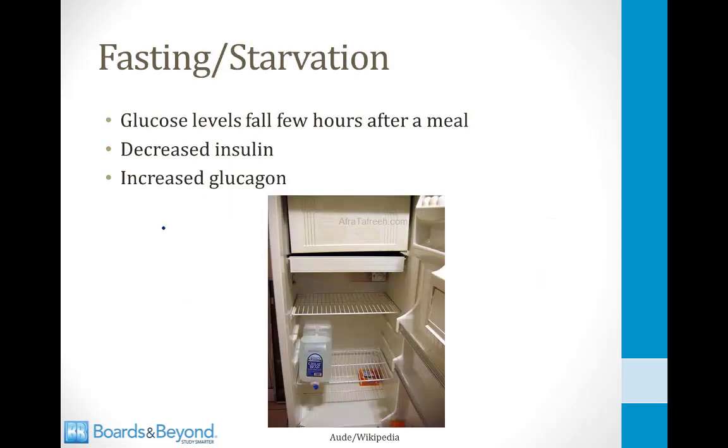So all that is the biochemistry of the fed state, but what happens when you begin fasting or you enter a starvation state? Well, the glucose levels in your plasma begin to fall a few hours after a meal. This leads to decreased insulin secretion, and this will trigger increased glucagon secretion.